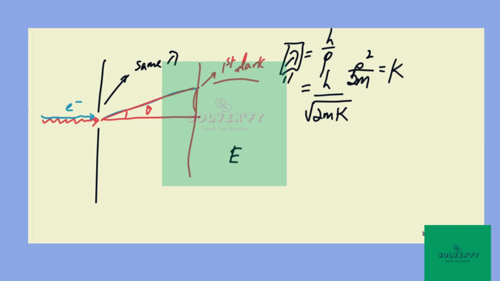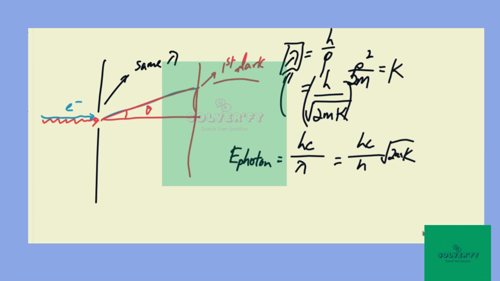So the energy of the photon is given as hc over lambda. Substituting in this lambda, using this expression, it's equal to c times the square root of 2m times the square root of K. So the only unknown here is really the kinetic energy. This c and 2m are constants: the speed of light, and the mass of the electron.